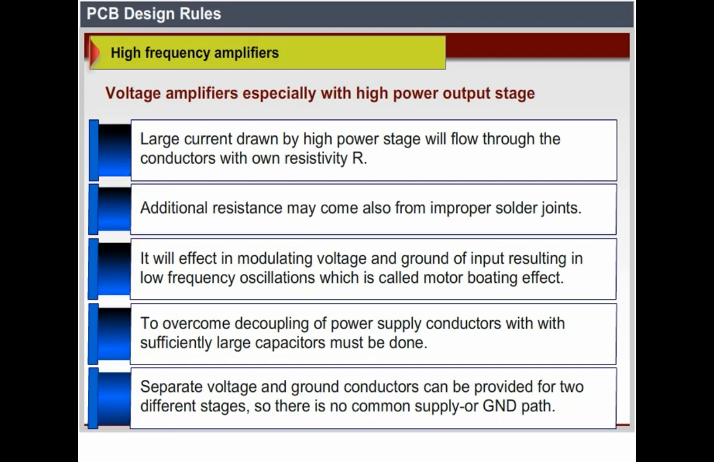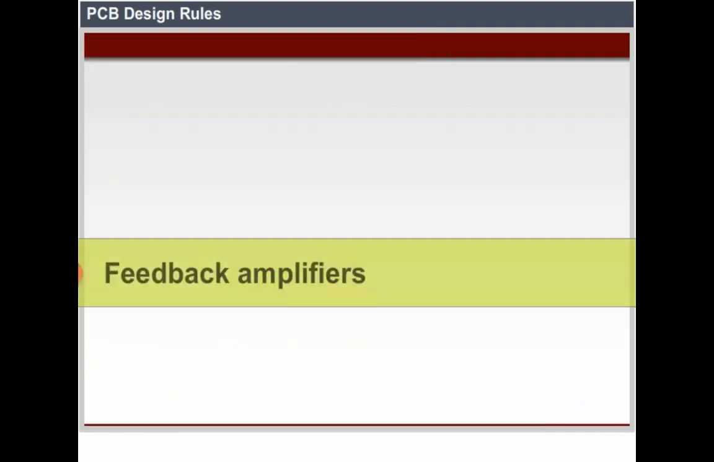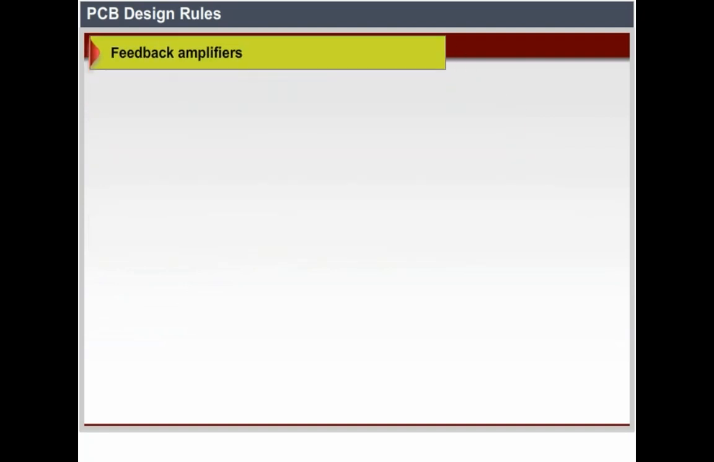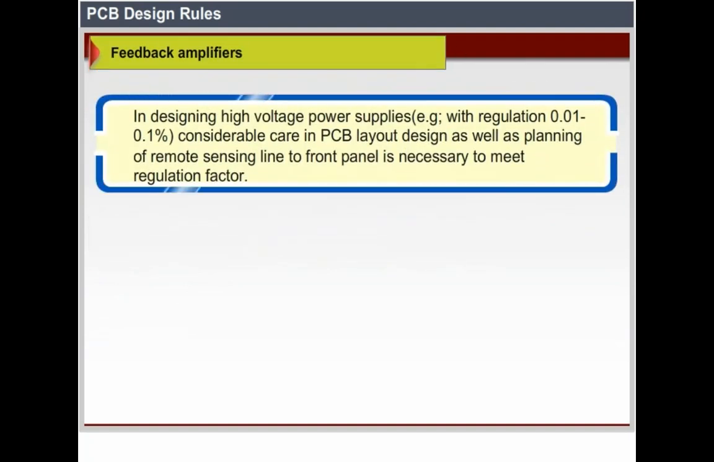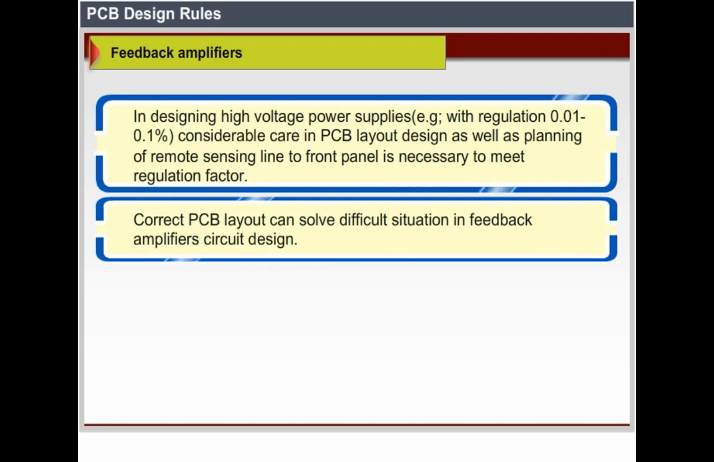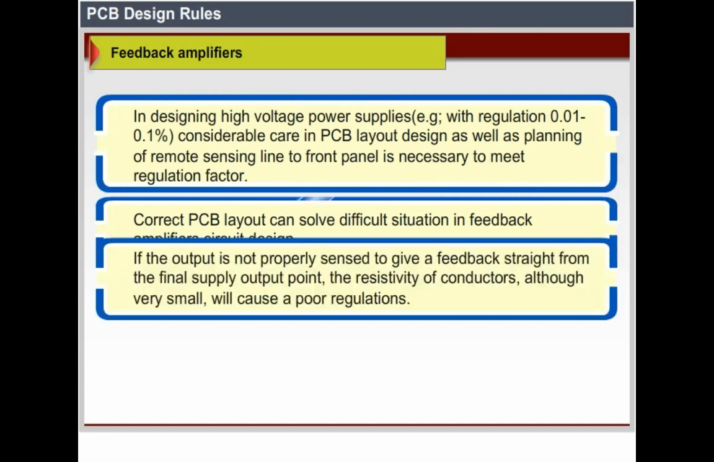Separate voltage and ground conductors can be provided for two different stages so that there is no common supply or ground path. Feedback amplifiers. In designing high wattage power supplies, for example with regulation of 0.01 to 0.1%, considerable care in PCB layout design as well as planning of the remote sensing line to the front panel is necessary to meet the regulation factor. Correct PCB layout can solve difficult situations in feedback amplifier circuit design.